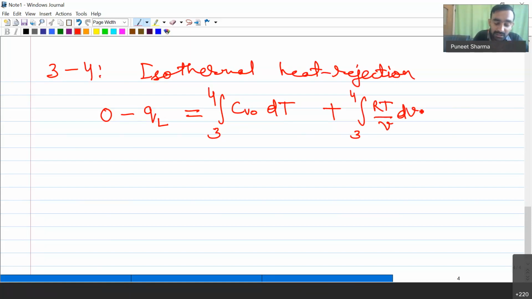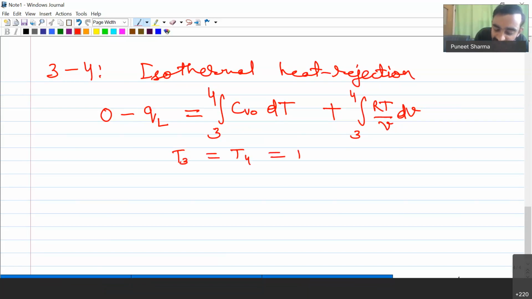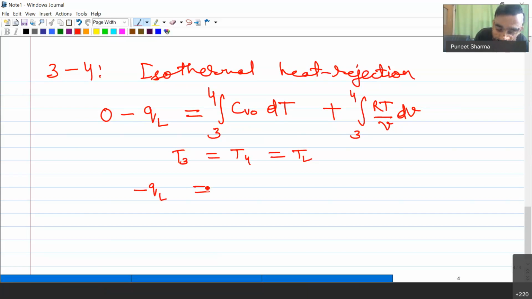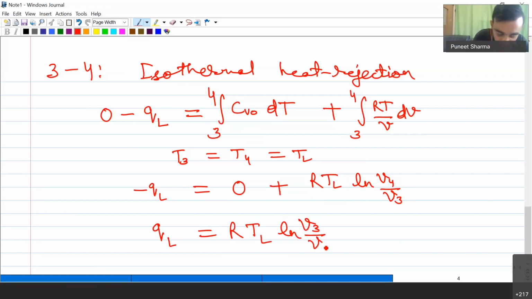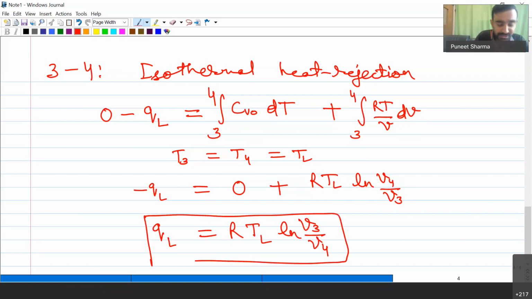Okay, so over here what will be happening? Once again we know the temperature T3 equal to T4 is equal to TL. So I'll find minus QL will be equal to, the first term of the integration will be 0, plus R times, instead of T I can write TL for process number 3 to 4. TL is also constant over here, and I'll find ln of V4 divided by V3. So this gives me the formulation QL is equal to R times TL into ln of V3 divided by V4. This is what I have got for process number 3 to 4.